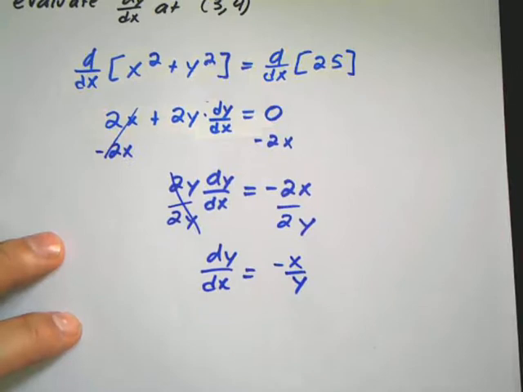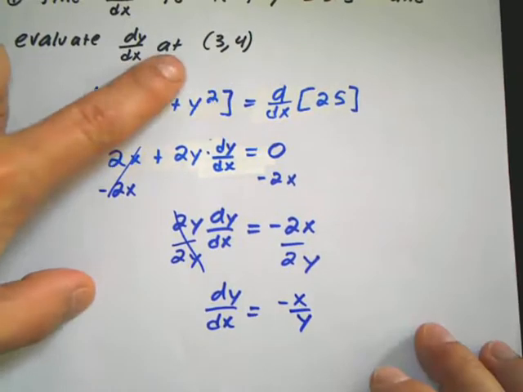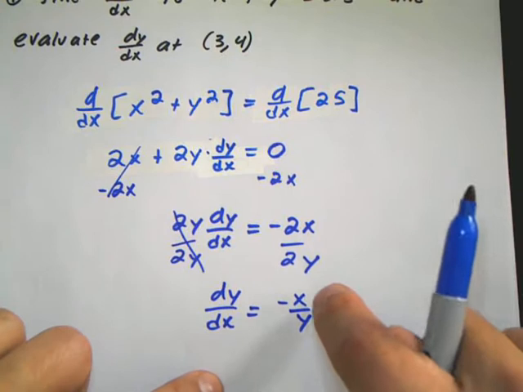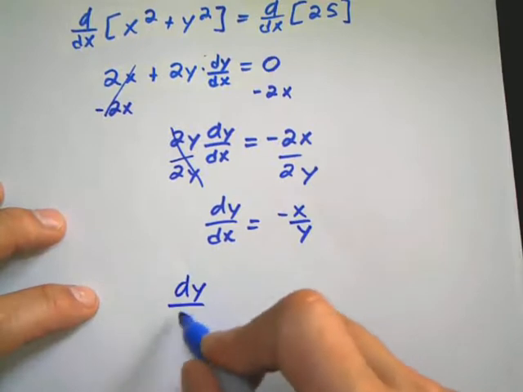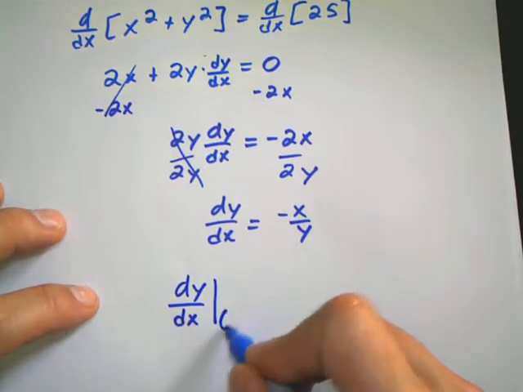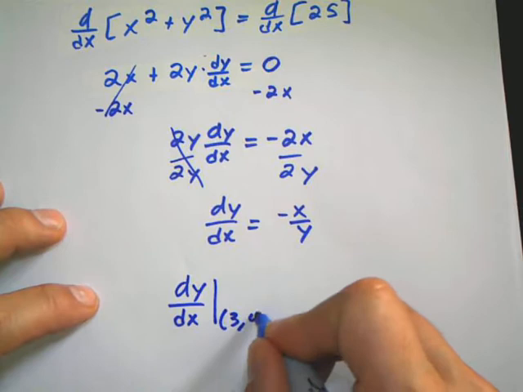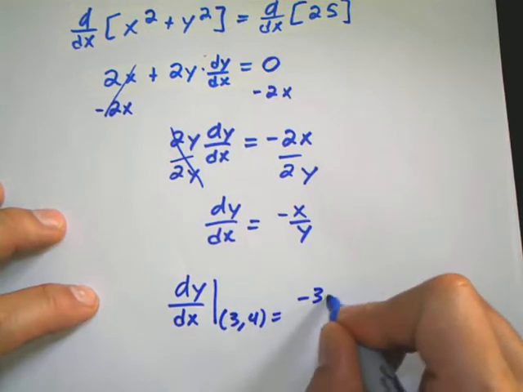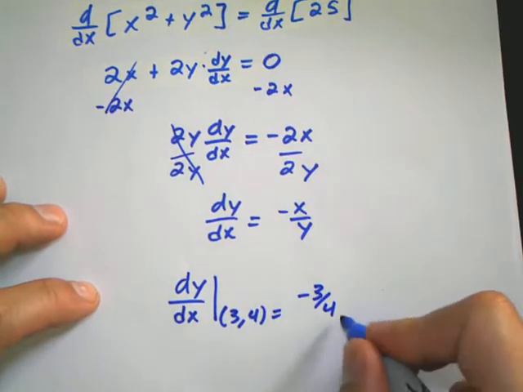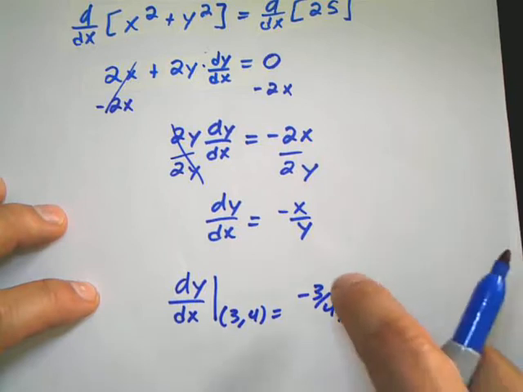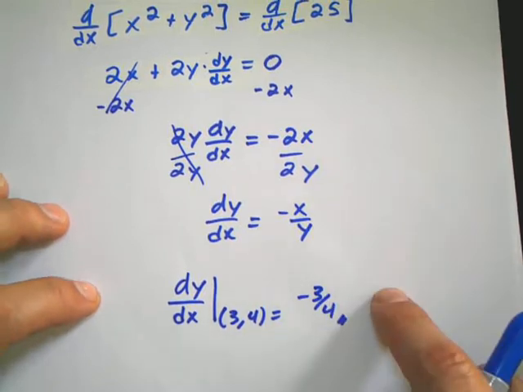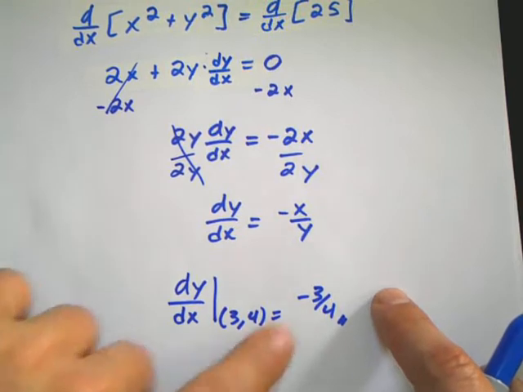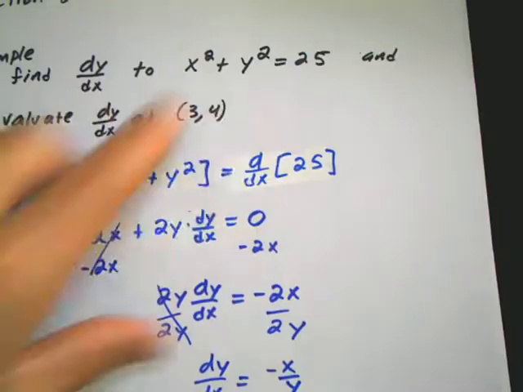So that was the first part, and then I wanted to evaluate this at the point 3, 4. Notice my derivative has x and y in it, so I have to plug in both the x and the y coordinates. So dy dx evaluated at 3, 4 is going to be negative 3 over 4. That gives you the tangent slope at the point 3, 4 to be negative 3 over 4. And in class I'll go over what this looks like and graphically what this slope represents on this curve.